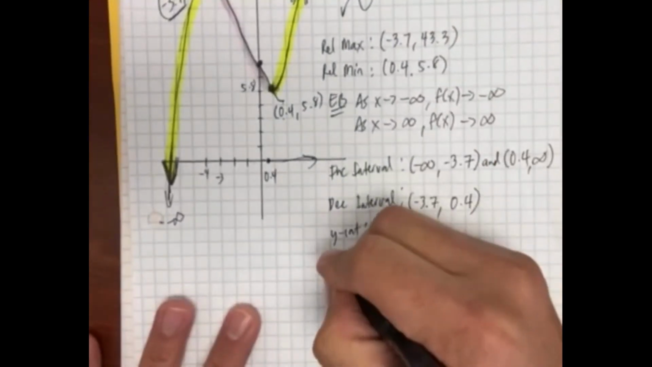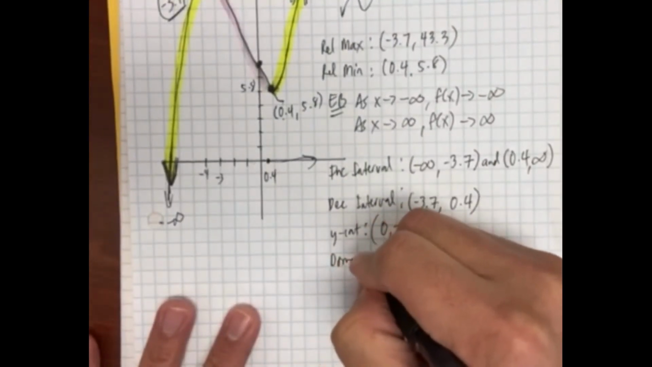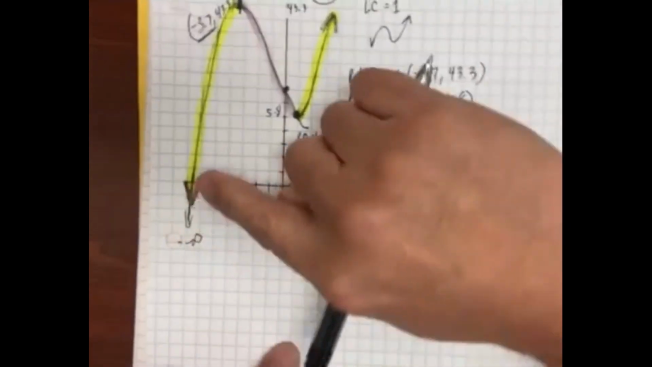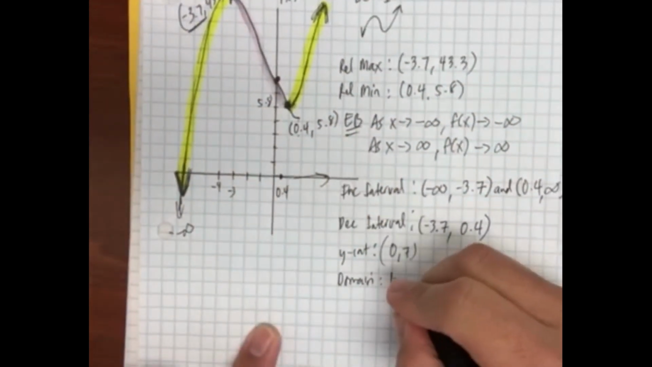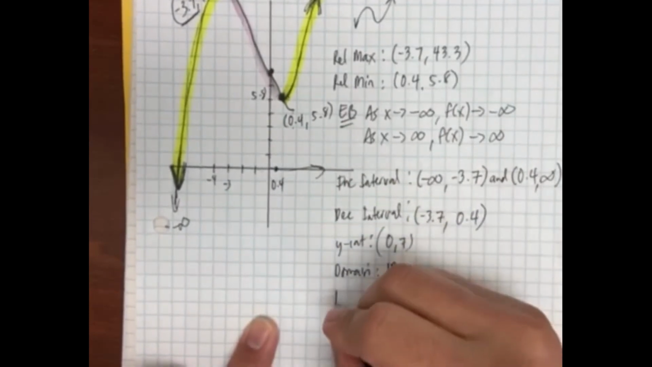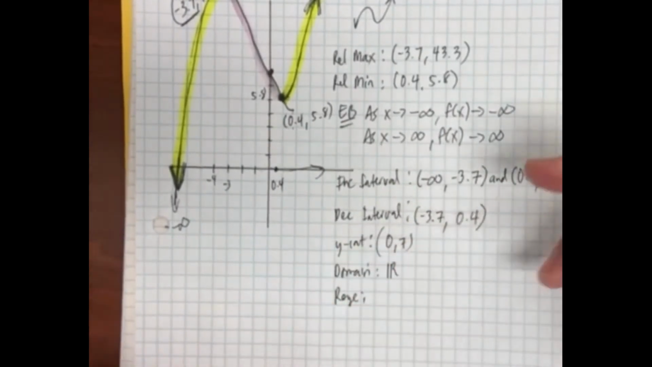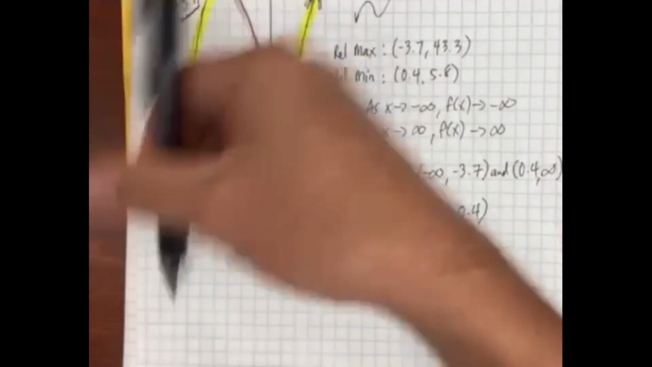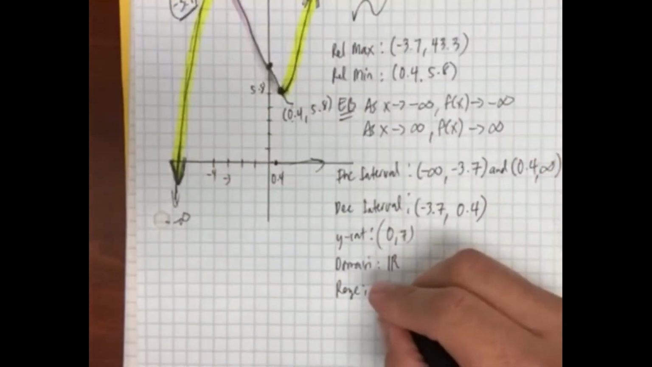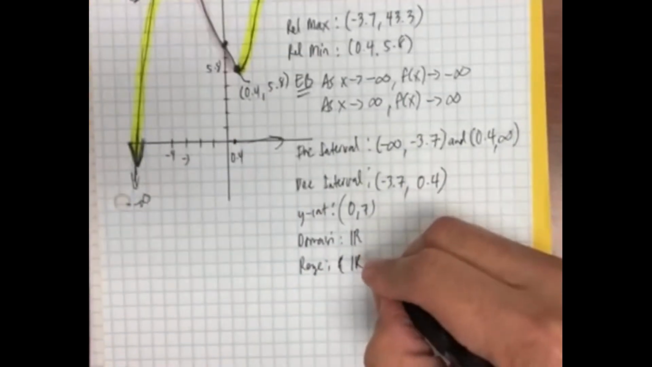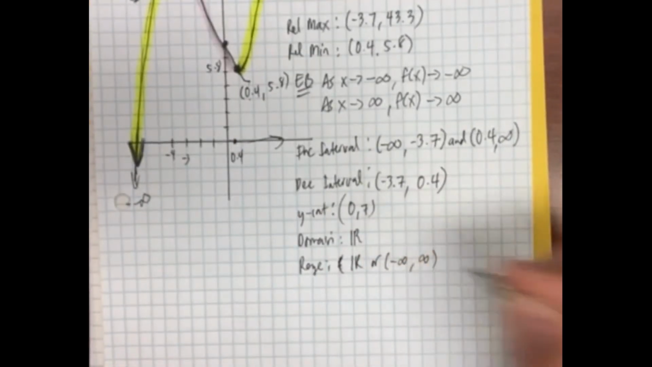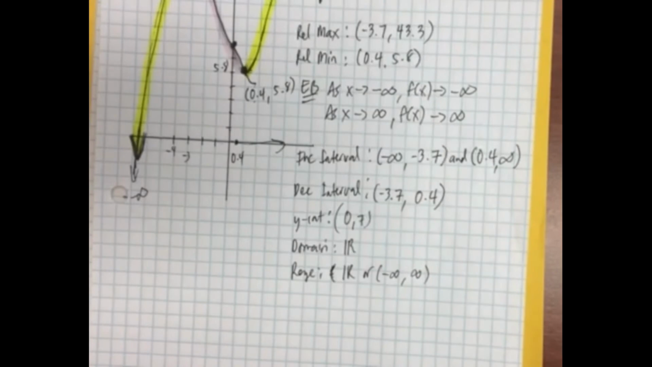Let's do domain and range here. Domain. What's the domain here? Since the graph goes further on the left and further to the right, it's going to be all real numbers. And for the range here, we have a graph going down to negative infinity and a graph going up. So the range there is also all real numbers, or we can say from negative infinity to positive infinity. And that's how you graph and identify the characteristics of this function.